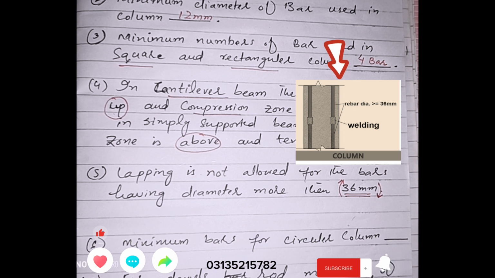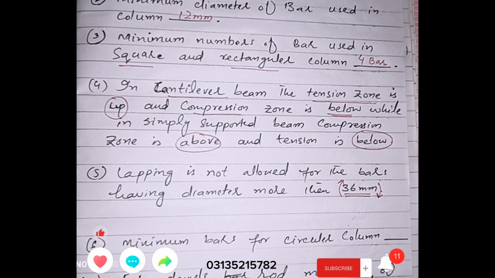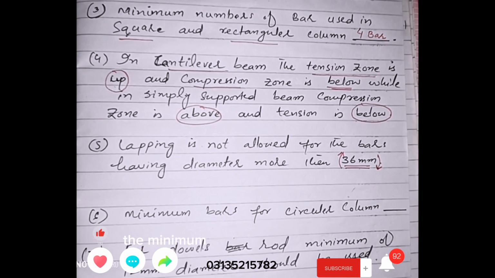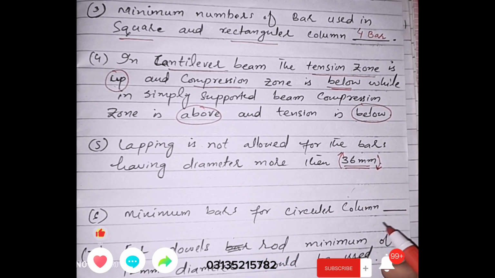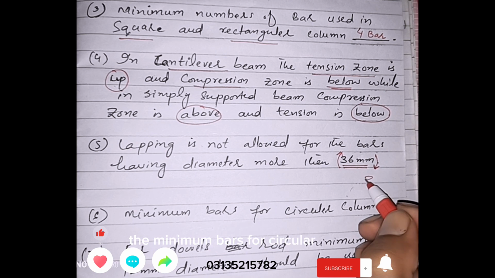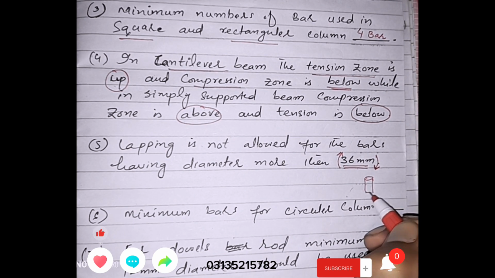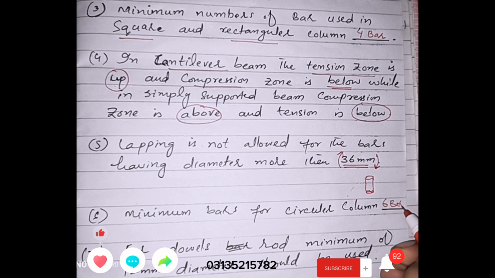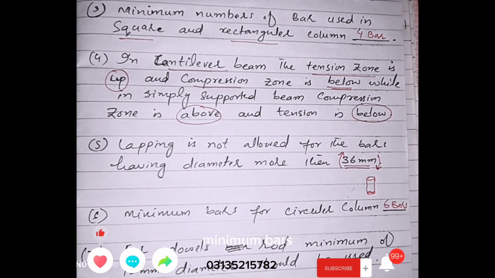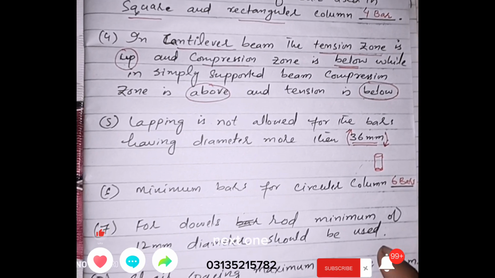Okay. So the next one is the minimum bars for a circular column. The minimum bars for a circular column is 6 bars.